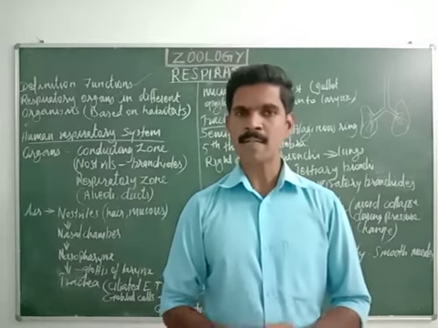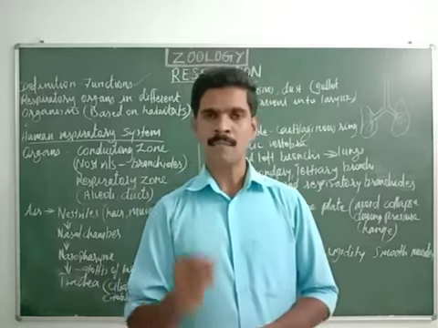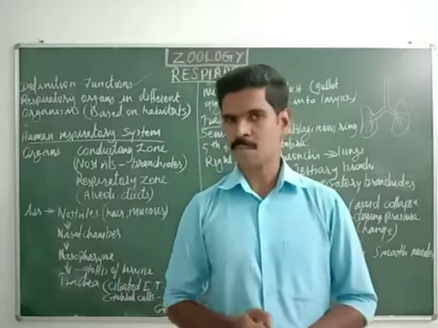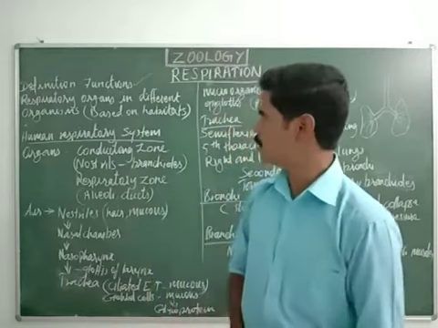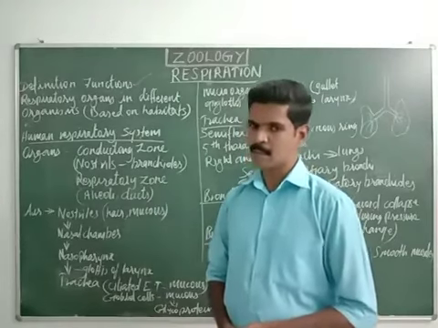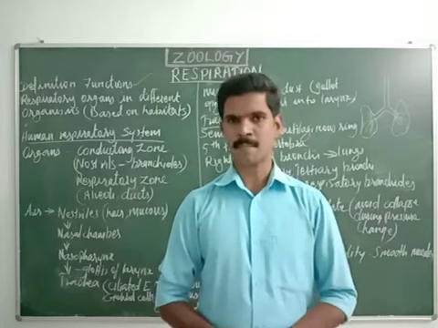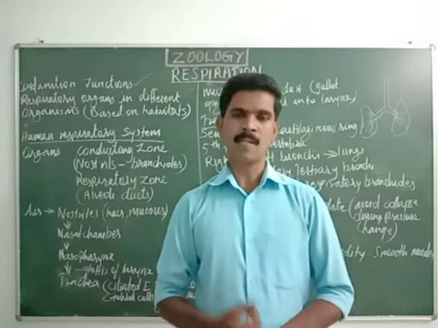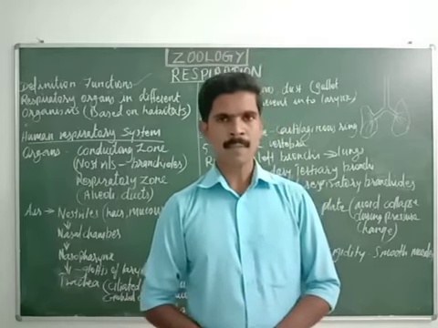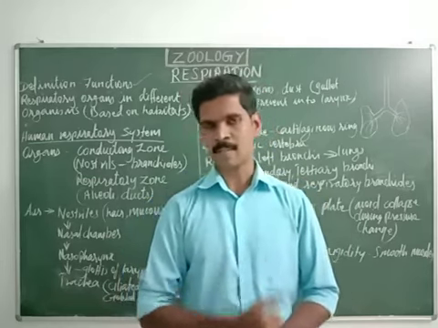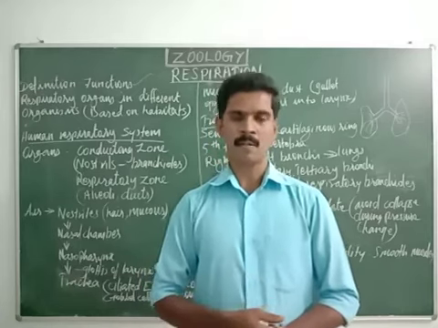Understand? So based on the habitat or living place and the level of organization, different organisms use different types of organs for respiration. Now we are going to study some examples. First, some organisms use their body surface for respiration, for example sponges and flatworms. In these organisms, the body surface alone acts as a respiratory organ.